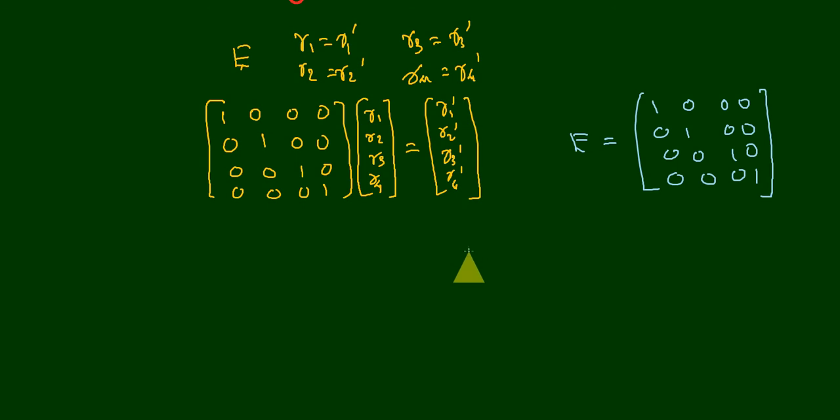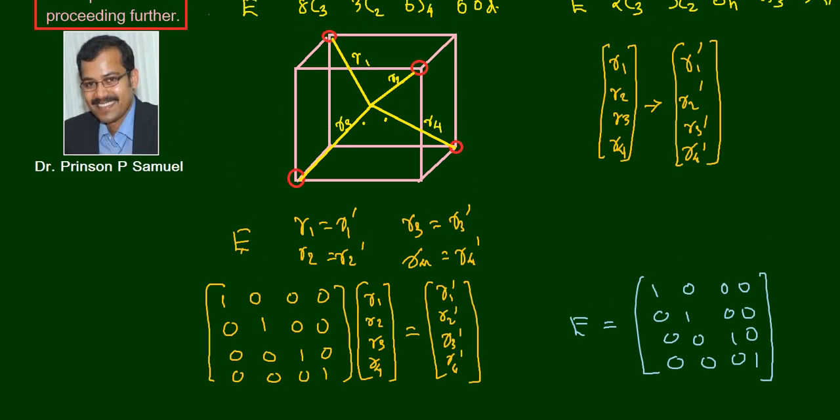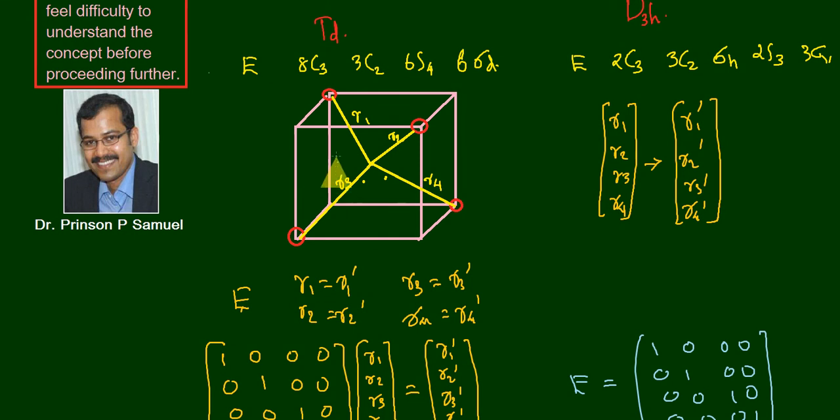Now we can look at the matrix corresponding to C3. The next operation is C3. So how can we perform the C3 operation in a tetrahedral molecule? The C3 operation can be carried out about any bond vector, which means we can rotate this cube about an axis passing through any bond vector. So you can take this bond vector R1 as the axis of the C3 rotation. Then what will happen when this cube is rotated about R1?